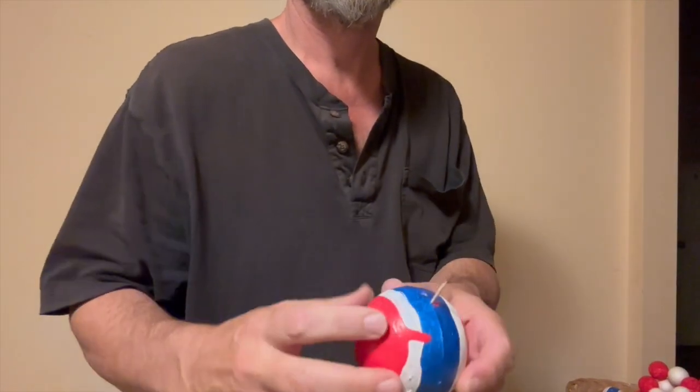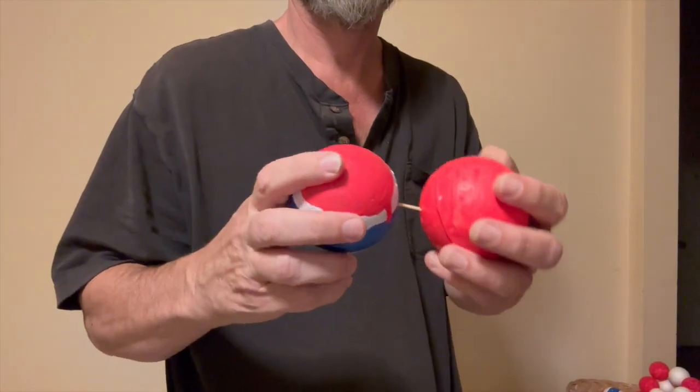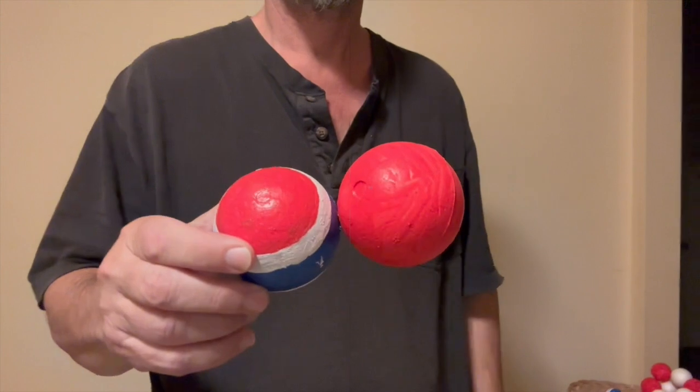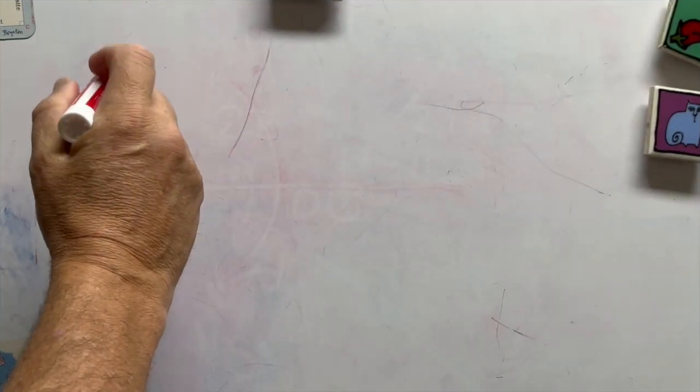So put a proton on there. There you go. Now you've got deuterium. That's my idea of what deuterium looks like. So let's do some math.